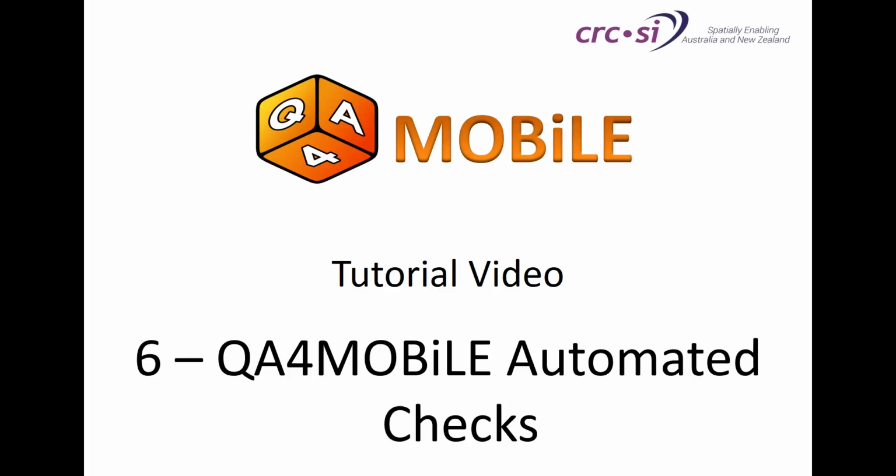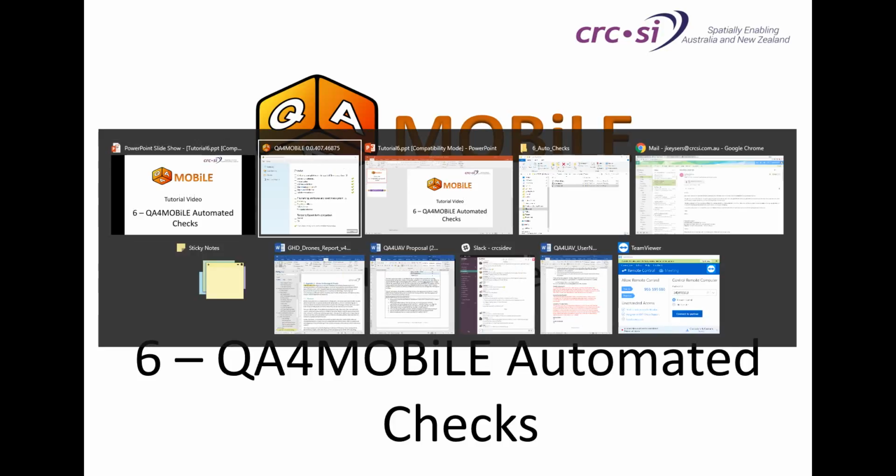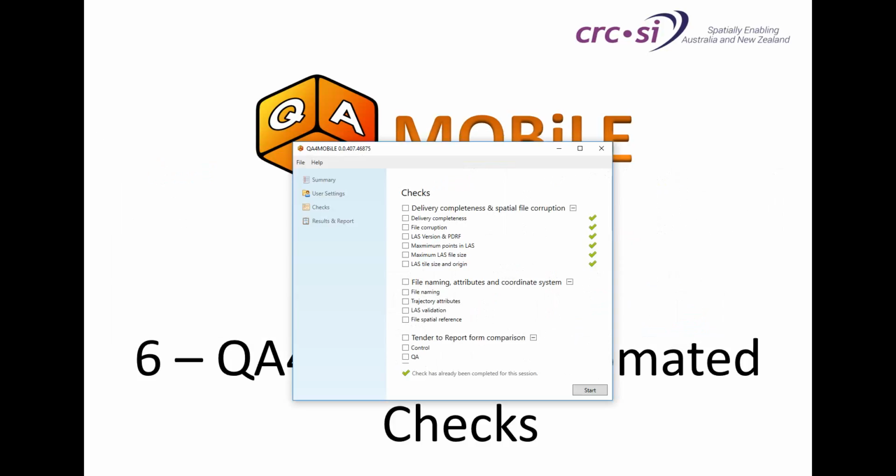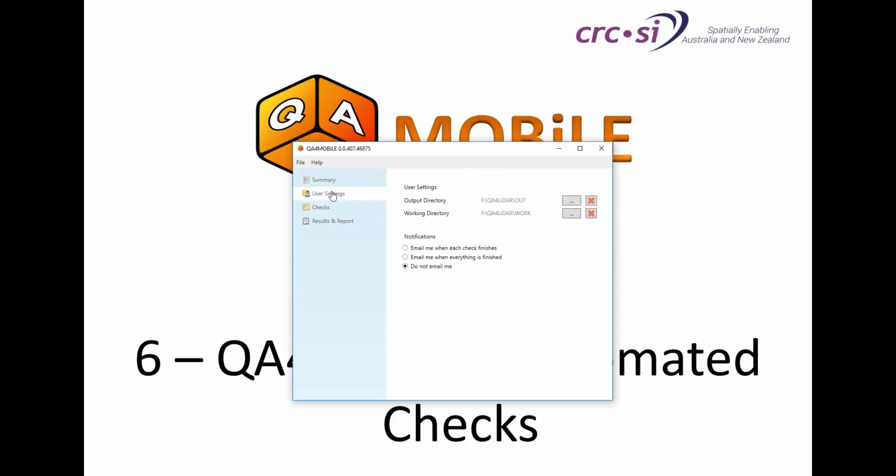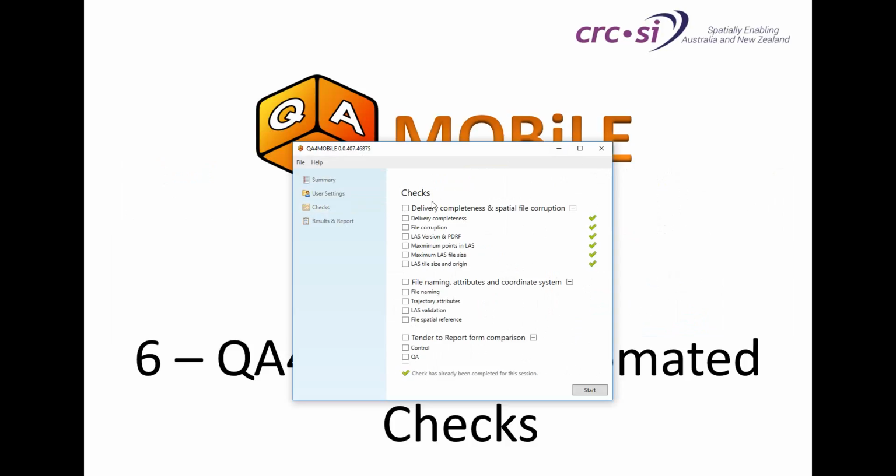This tutorial explains how to run the automated checks in QA4MOBiLE. After the user settings have been supplied, the automated checks can be run by moving to the check screen.